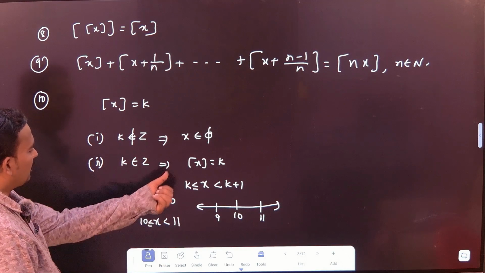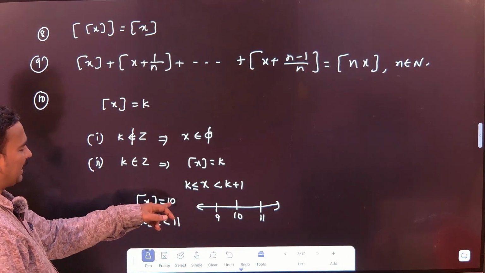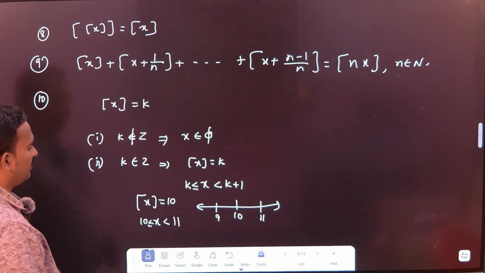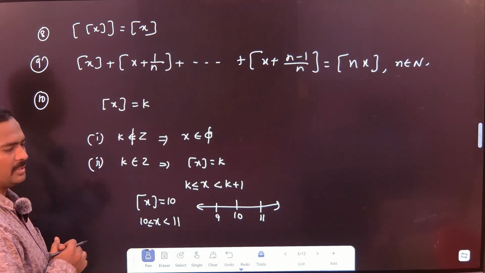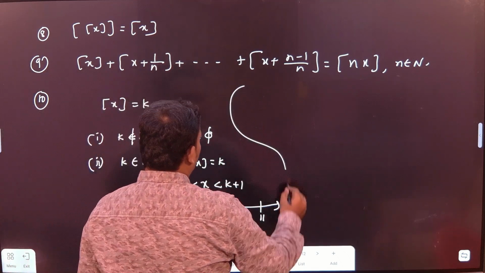That means the x will be k to k plus 1. K here is what? 10. 10 plus 1 is 11. I hope everyone understood, right? Okay, fine. Let's take one more example.